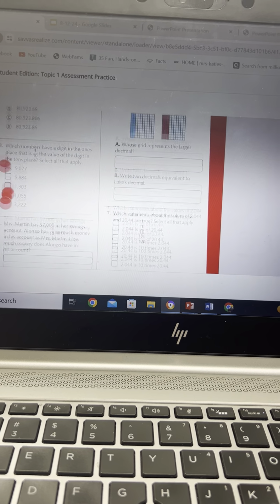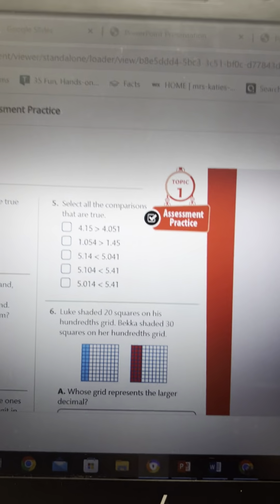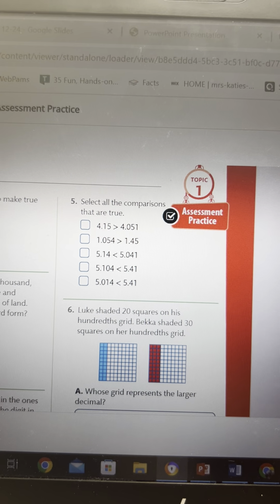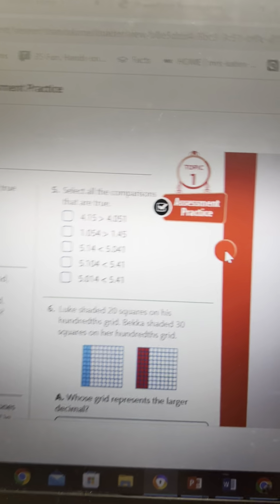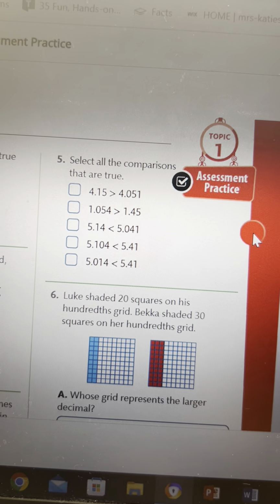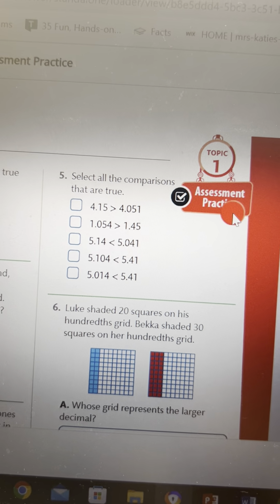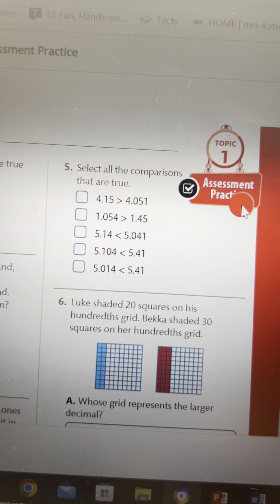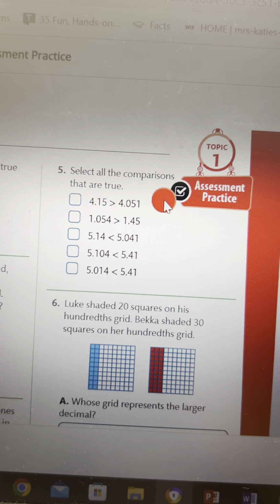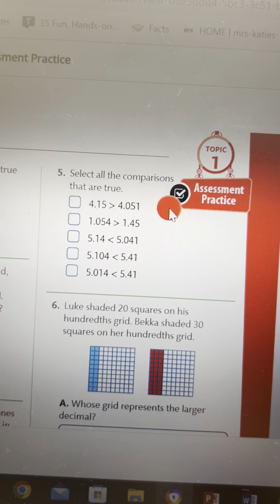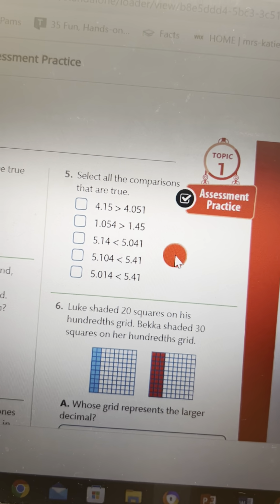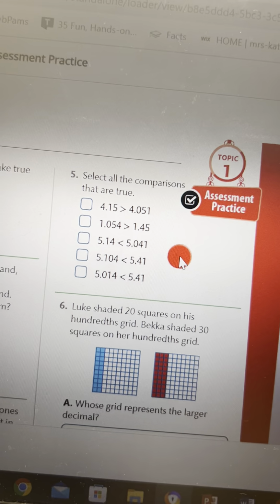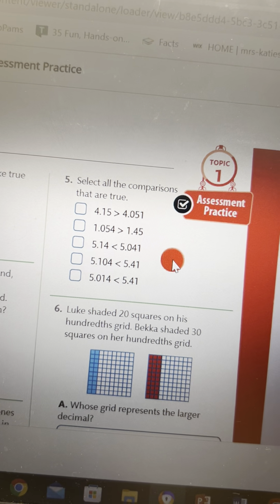Let's see if I can move it up. Boom, ba-da-ba. Number 5, select all the comparisons that are true. And I still have my little stampy. The first one says 7 and 15 hundredths, and the other one says 4 and 51 thousandths. Now, thousandths sounds bigger, but I'm trying to compare one place value at a time.